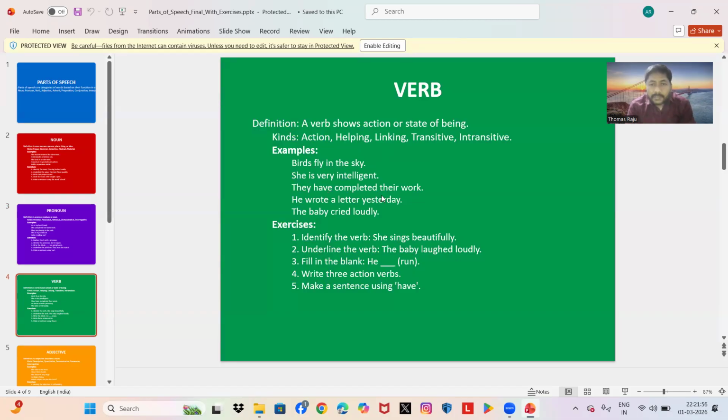They have completed their work. What is verb in this? Two verbs are there. Have, completed. Here have is helping verb. Completed is main verb.